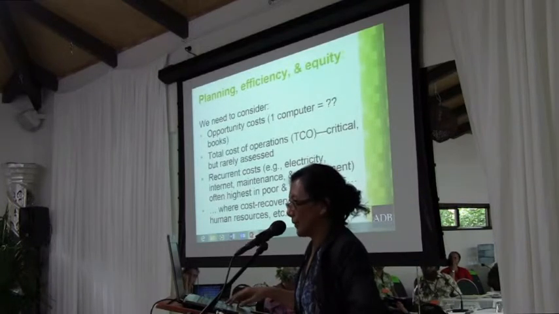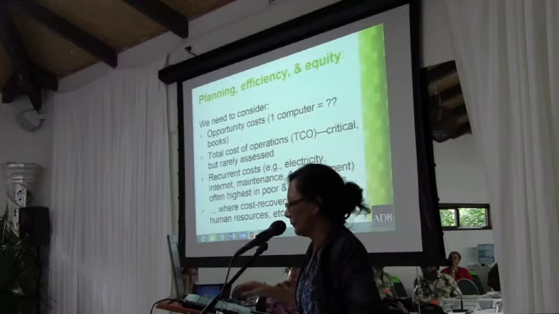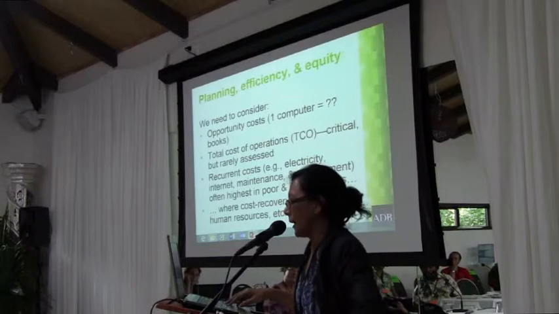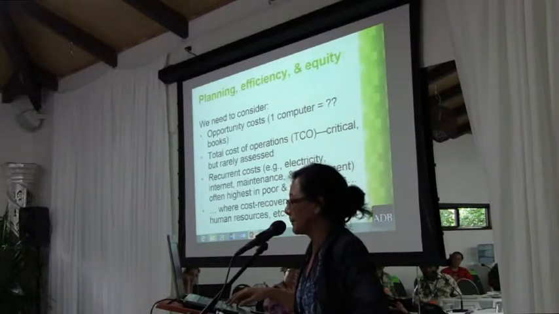When we look at the opportunity costs, we're looking at things like: one computer, or should we buy an X number of books? In some countries, one computer can be the cost of half of a year's salary of a teacher. So you need to weigh those things, which is very important. Similarly, as I mentioned, there are recurring costs on internet, maintenance, and replacement.